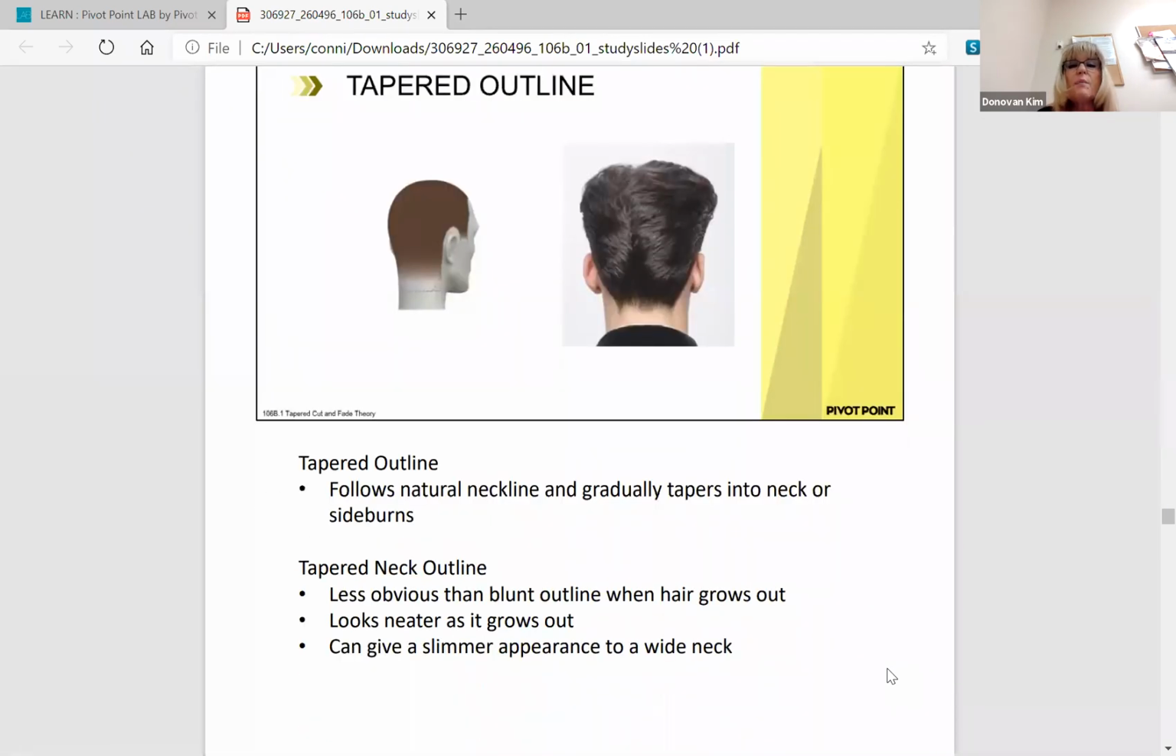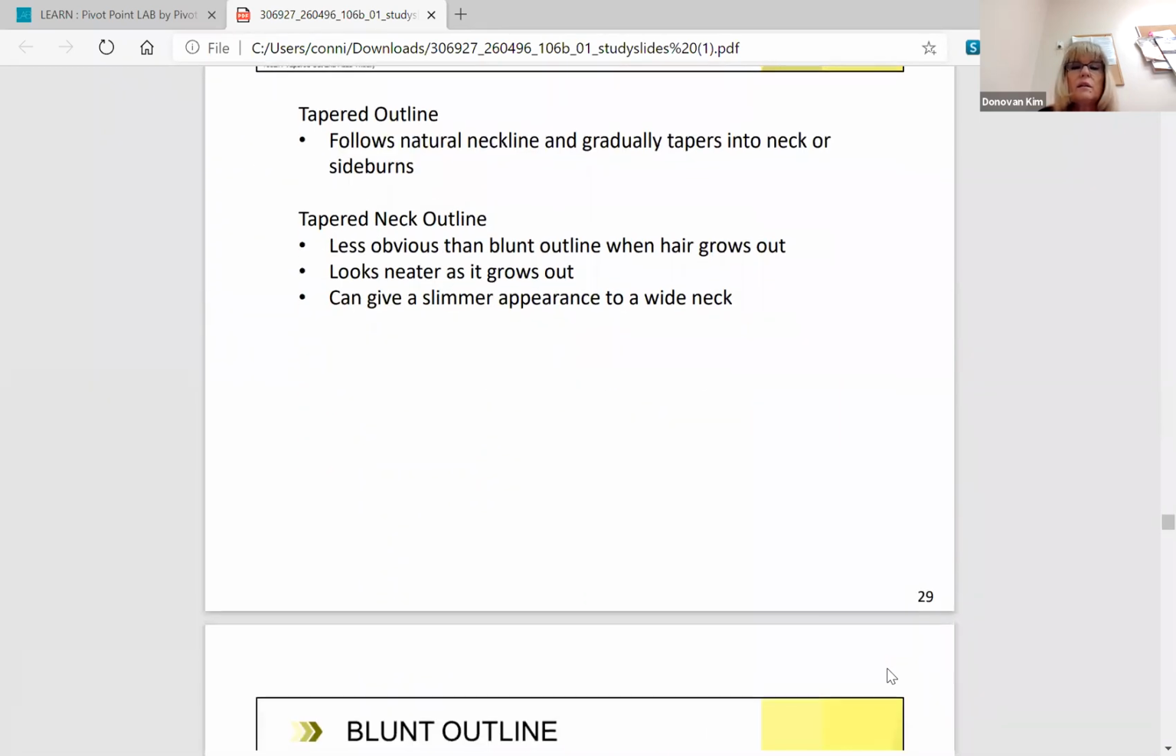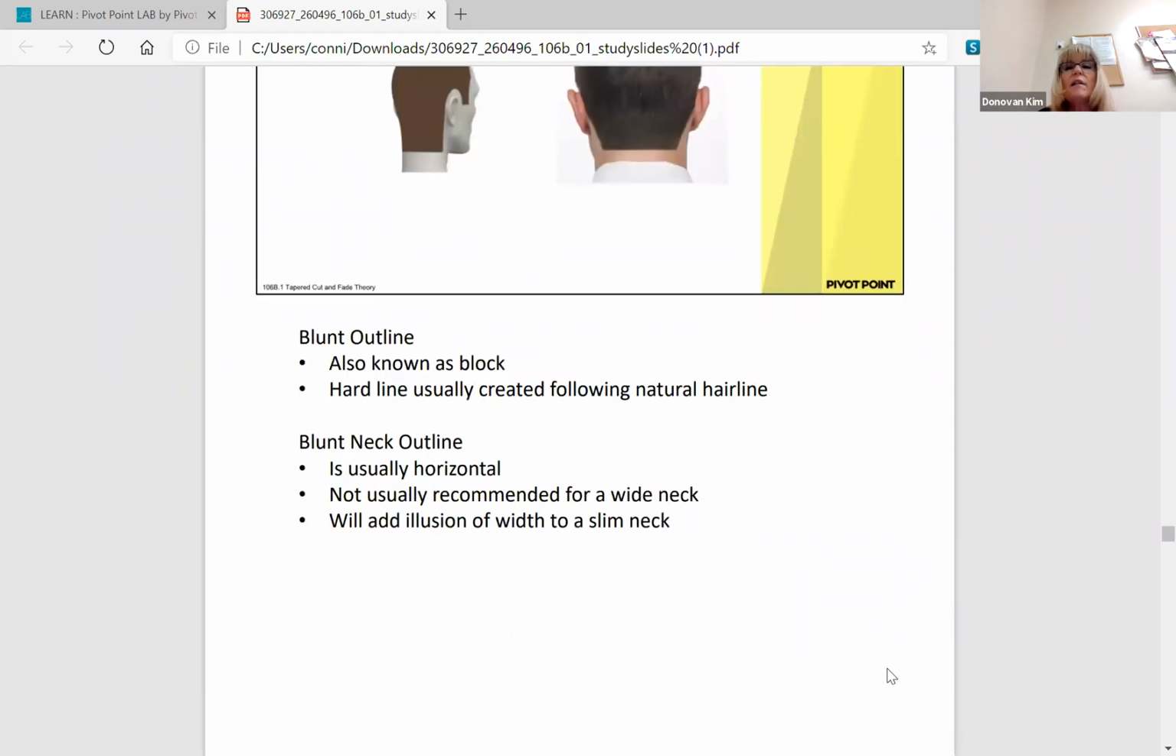Okay. So a tapered outline follows the natural neckline, gradually tapering to the neck or the sideburns. A tapered neck outline is less obvious than a blunt line when hair grows out. It looks neater as it grows out and can give a slimmer appearance to a wide neck. A blunt outline, also known as block, has hard lines that follow the natural hairline. It's usually horizontal, not recommended for a wide neck, and will add illusion to the width of a slim neck.